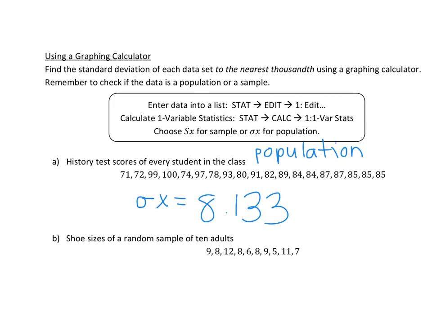Letter B, shoe sizes of a random sample of 10 adults. You're going to go through the same process as you did before, right up here. Go back and look at the screenshots of the calculator if you need to. Only this time, you are going to focus on the sample standard deviation.